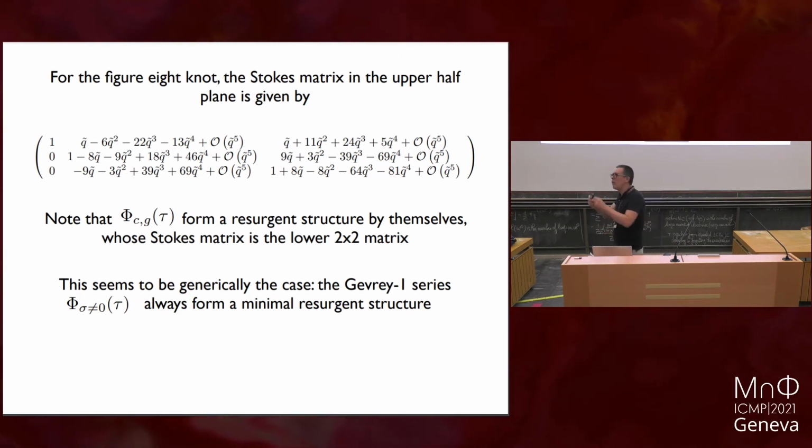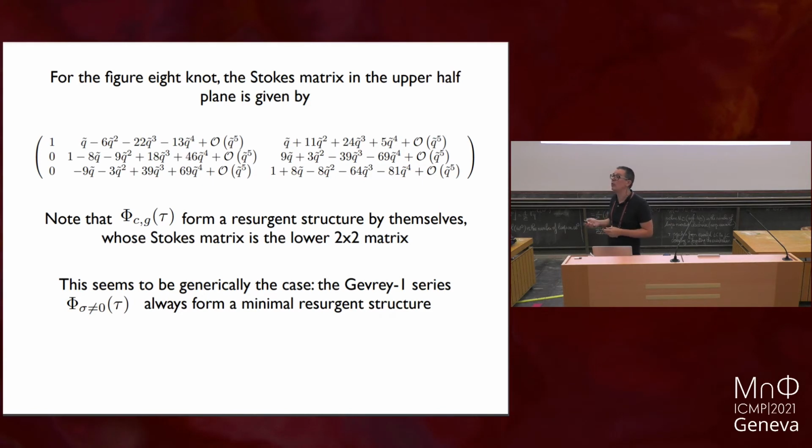This means that phi 0 needs phi g and phi c in order to have a closed structure. But phi c and phi g, you do not need phi 0. Okay? Phi 0 lives, in a sense, in a corner of this space, and phi c and phi g form a resurgent structure by themselves. Okay? And this seems to be generically the case. So phi 0 is a very special series, and you could actually have a theory in which you only have phi c and phi g and you never see phi 0. Okay? And this is actually the case.